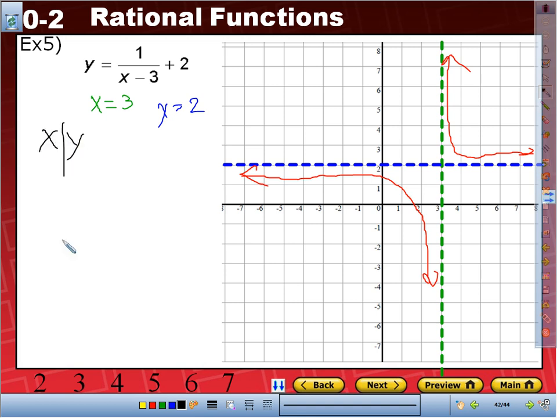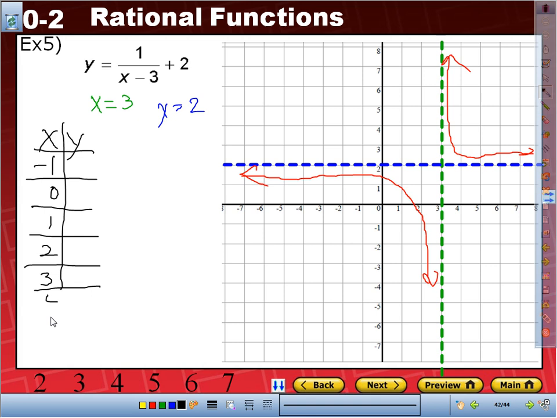All you have to do is build an input-output table. I want you to use values negative 1, 0, 1, 2, 3, 4, and 5. You're saying, why so many, Mr. Q? So you can have as many points to create that curve. Now here, all you have to do is substitute values in here. Check this out. Y equals 1 over parentheses minus 3, plus 2.